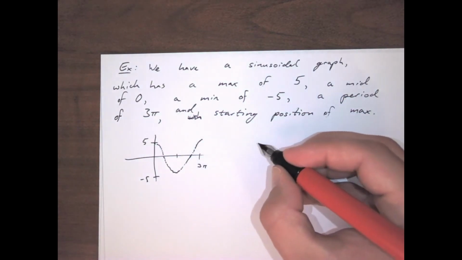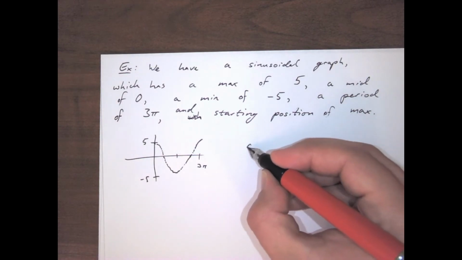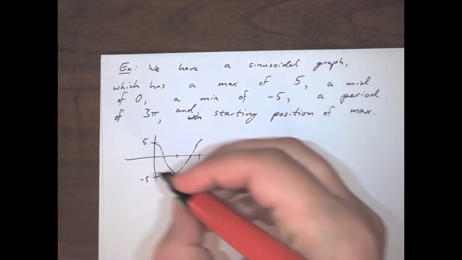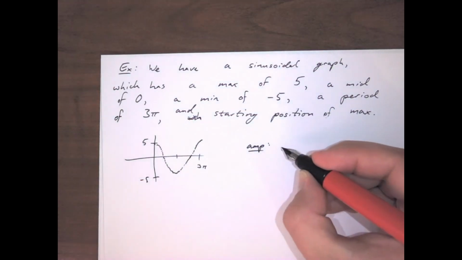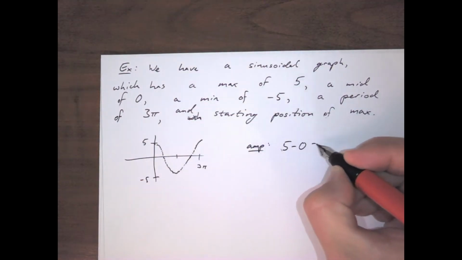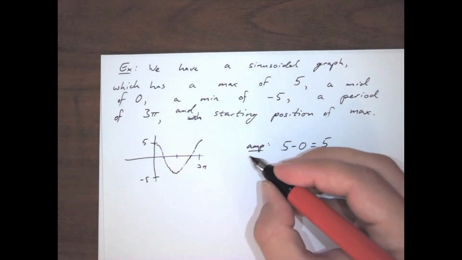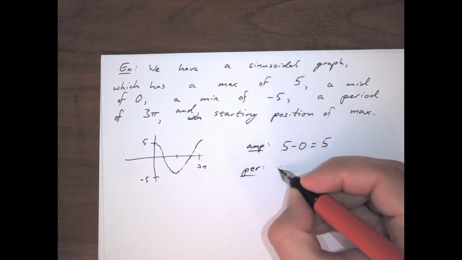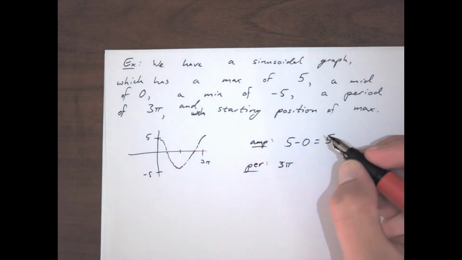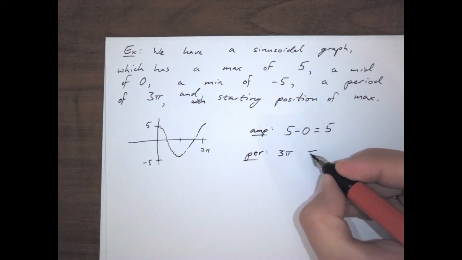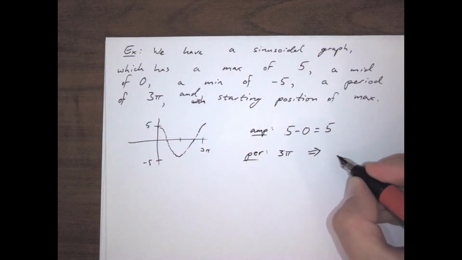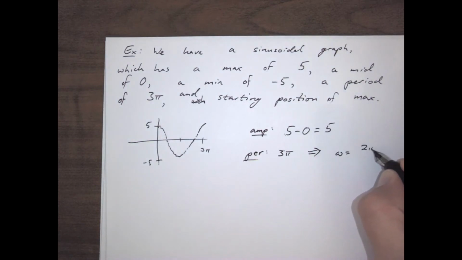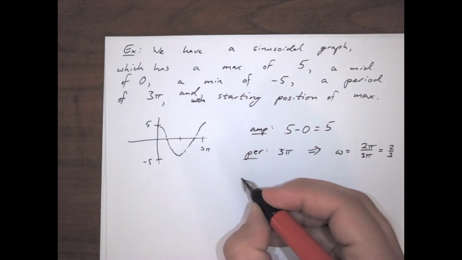Okay, so then the amplitude would be the distance from the maximum down to the midline. 5 minus 0 is 5. The period was 3 pi, we were told, which implies that the omega will be 2 pi over the period, which cancels a little bit and becomes 2/3. Alright, the orientation.